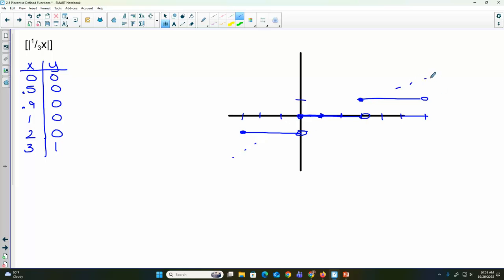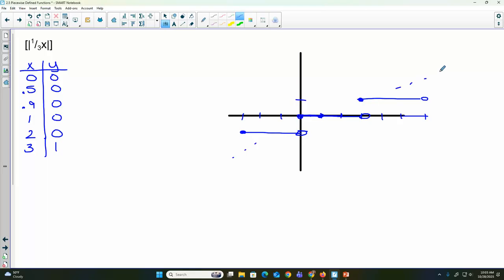So that 1/3 made my steps get really long. What do you think would happen if it was a 3x in there? It would be a really short step. It would jump up when you plugged in a 1/3. So multiplying them will either make the step longer or shorter than we're typically seeing. All right. Do we need more practice with graphing?